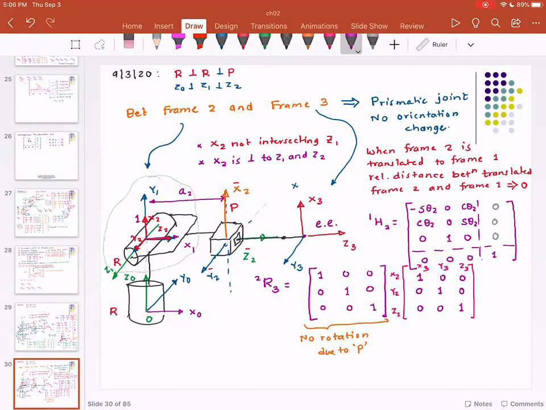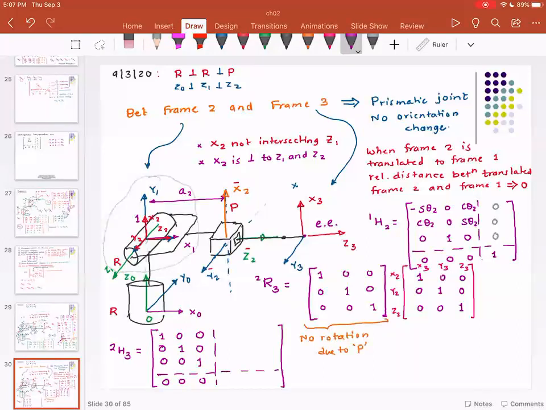So what I'm going to do is write down 2H3. And if I write 2H3, the matrix is going to be 1, 0, 0, 0, 1, 0, 0, 0, 1. And then here there will be 0, 0, 0, and here there will be 1. I left a space for a reason, because now let's consider what is happening.